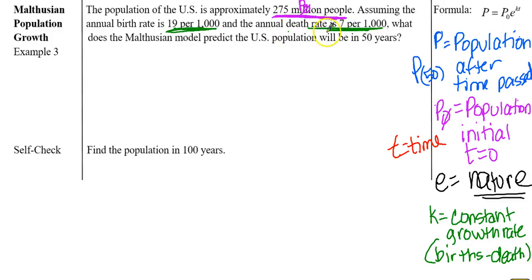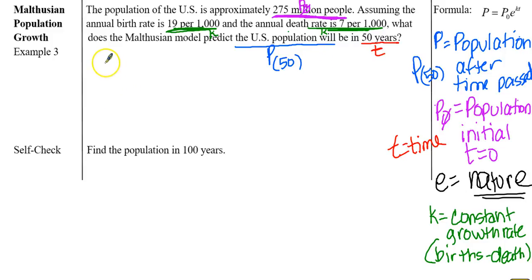The constant growth rate, right? So that's our K. So we're going to have to use both of those to help us find our K. And it says, what does the Malthusian model predict the U.S. population will be in 50 years? So 50 years represents our time. And our job is to find the U.S. population, right, in 50 years. So that's what we're looking for. What's the population at year 50?